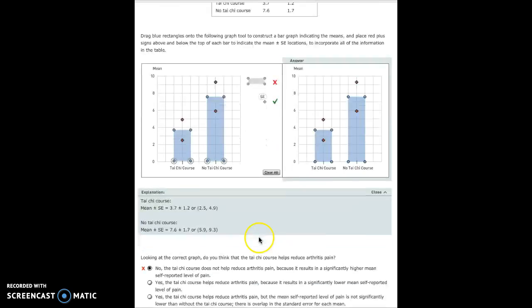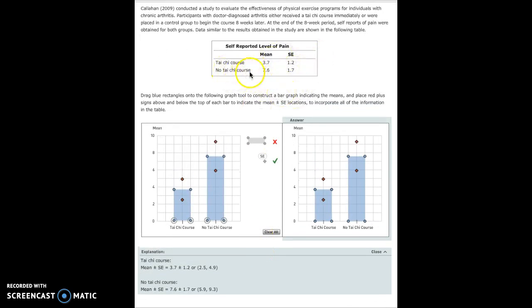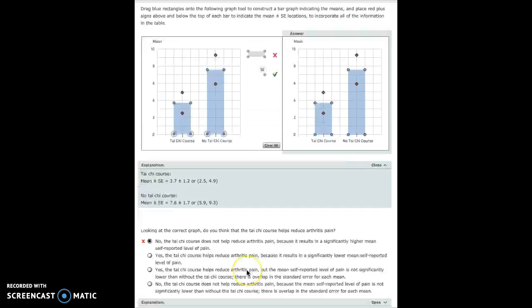And once we've done that, we've incorporated all the information here from the table. We're saying the range is from the mean of 3.7 and all the way up to 4.9 and down to 2.5. Again, that's representing that the most common sample means for this category would fall within this range of 2.5 to 4.9. And here we would say that the common sample means would lie between 5.9 and 9.3, again, based on the mean and the standard error.